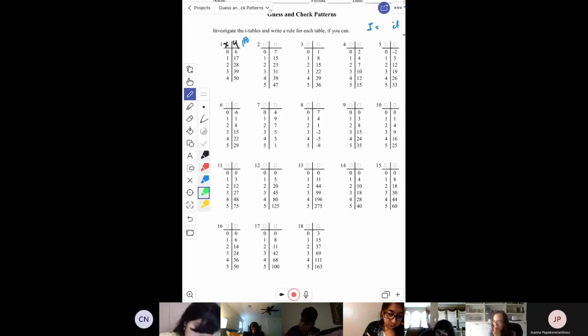When you think you have determined whether it is linear, quadratic, or neither, raise your hand in teams. If you feel confident, go ahead and start finding the rules. Linear, y equals mx plus b. Quadratic, y equals ax squared plus bx plus c. Neither, there's nothing you can do.